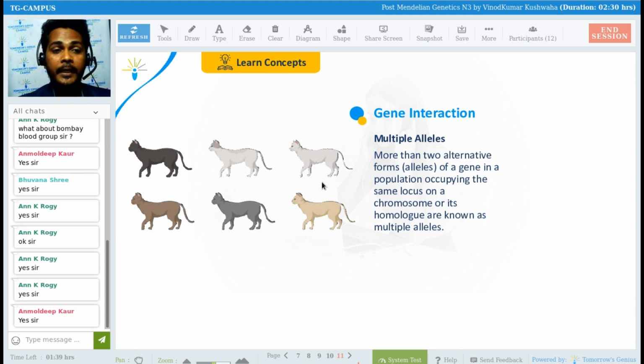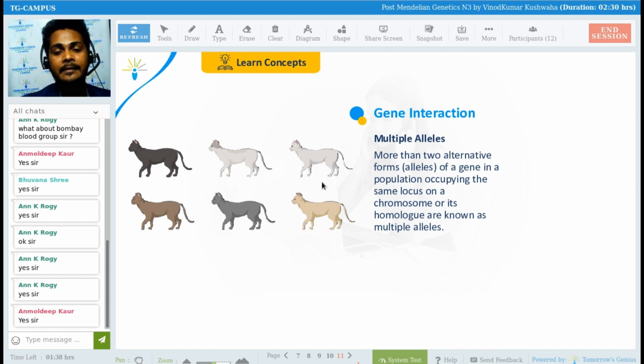Now the next concept is called multiple allelism, or you can say multiple alleles. Multiple allelism or multiple alleles. Now what is this multiple allelism or multiple alleles? Yes. So simply, when we're talking about multiple alleles, a set of more than 2 genes present at the same locus controlling the same characteristic is called multiple allelism. Yes, they are both controlling the same character.